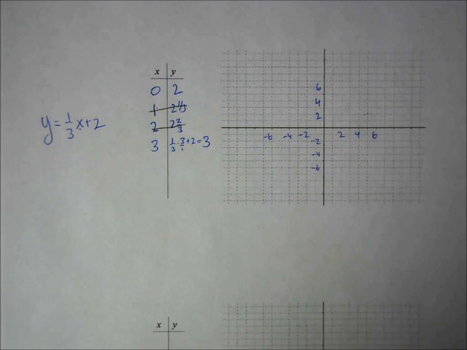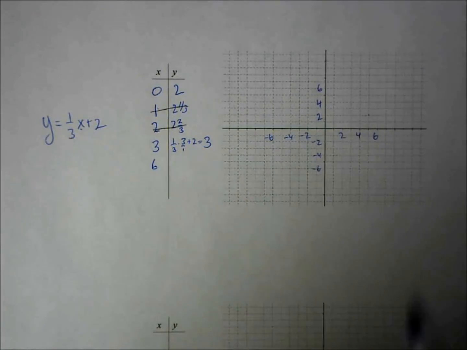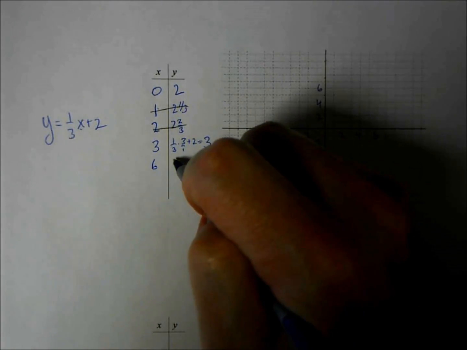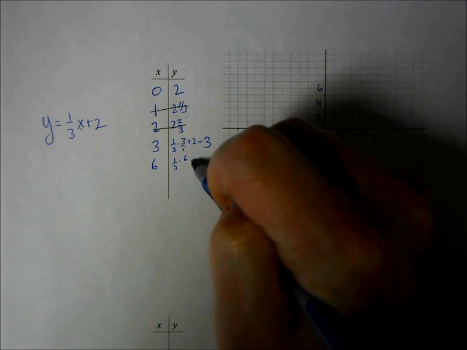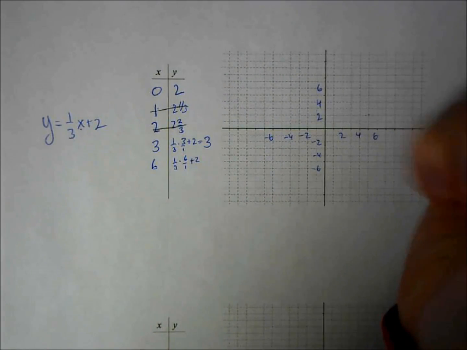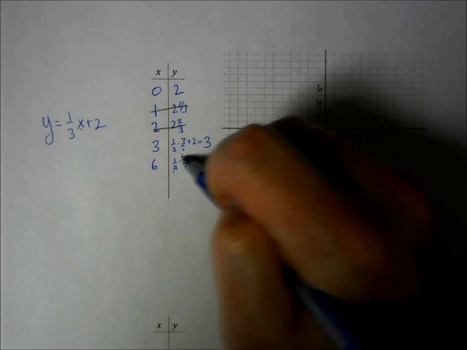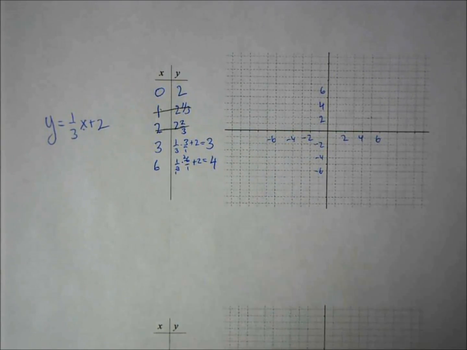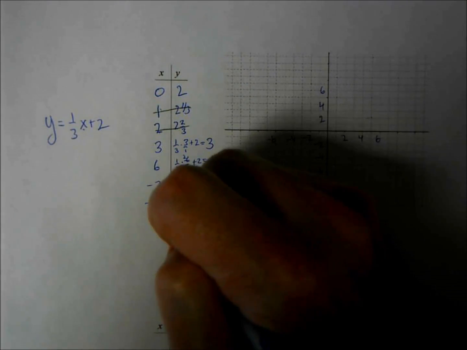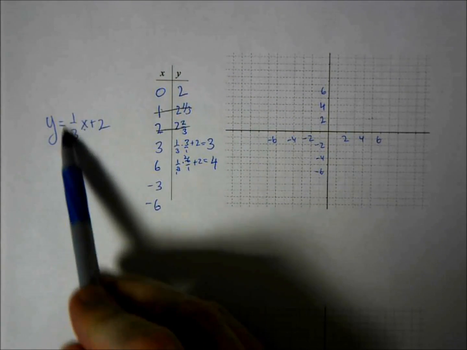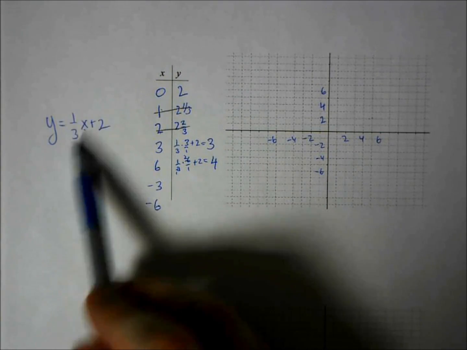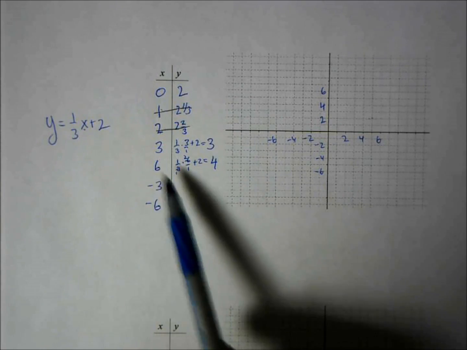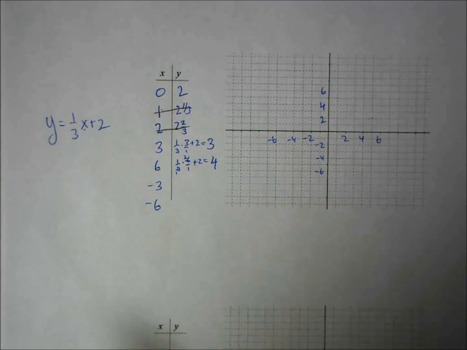The next multiple of 3 would be the number 6. So that's the next number I would plug in. 1/3 times 6 plus 2. Again, think of 6 as being 6 over 1. Reduce. You get 2 plus 2. That's 4. And for my negative numbers, I'm going to use negative 3 and negative 6. So when this first number here is a fraction, you want to be a little bit more clever. Don't just go 0, 1, 2. Plug in numbers that are going to help you reduce this fraction.